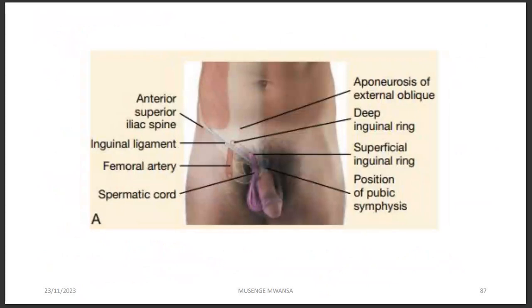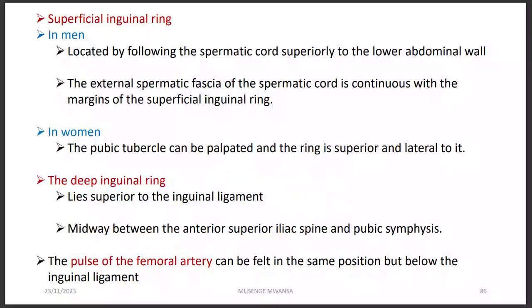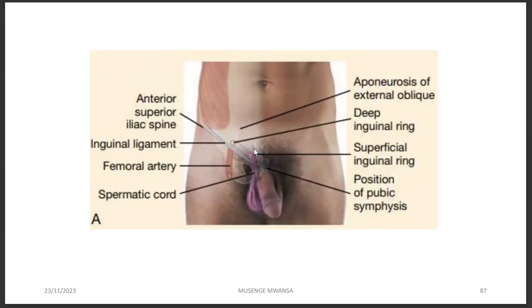So you can actually tell where these structures are located just by observing. Like the superficial inguinal ring in men, we can feel the spermatic cord. When you follow the spermatic cord as it goes to the abdomen, just superior to the lower abdominal wall, somewhere here, that is where we have the superficial inguinal ring.